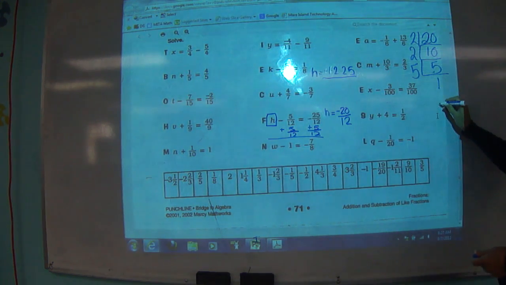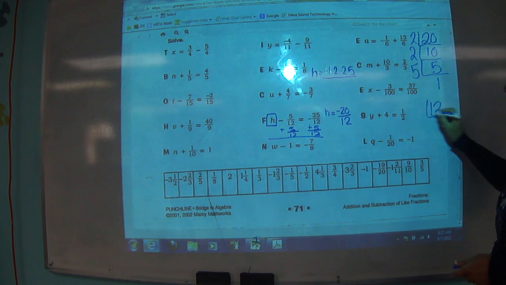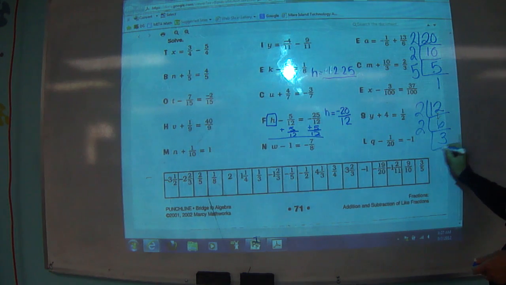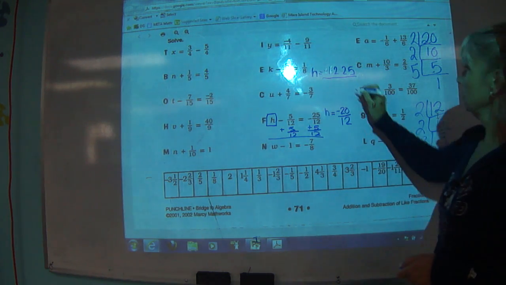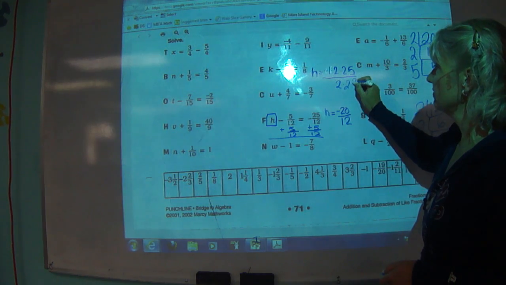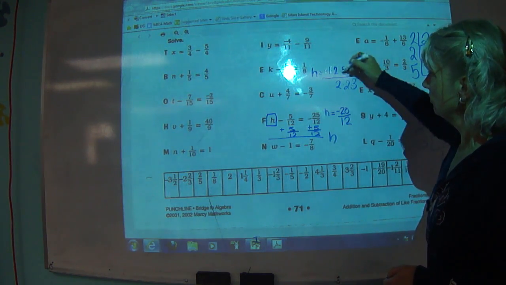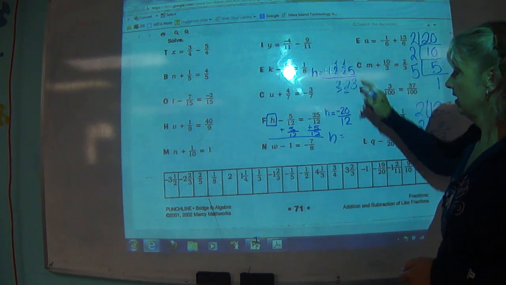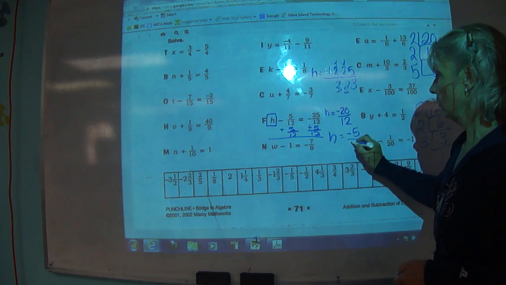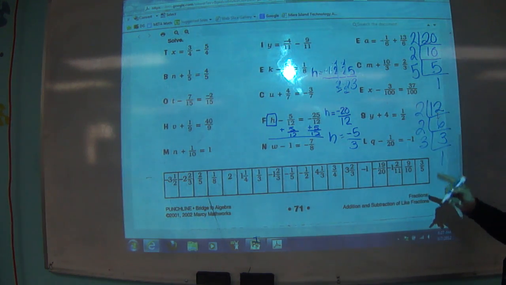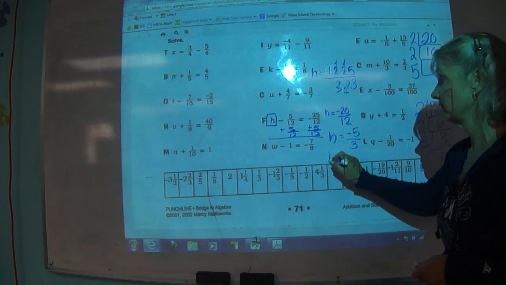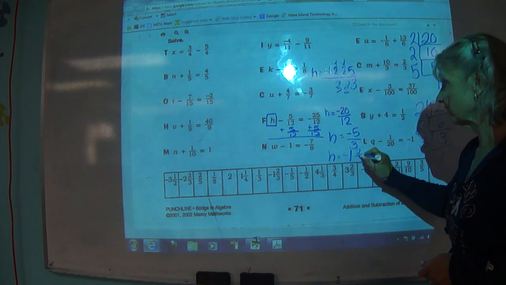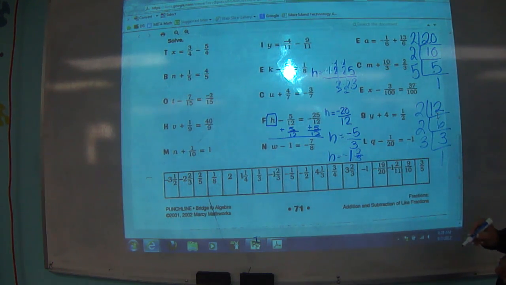What are the factors of 12? 12 is even, 6, 2, 3, 3, 1. 2 times 2 times 3. So H, oh look, here's a big one, equals negative 5 thirds. You can turn it into a mixed number. How many 3s in 5? 1, with 2 left over. Put the 3 in the denominator.